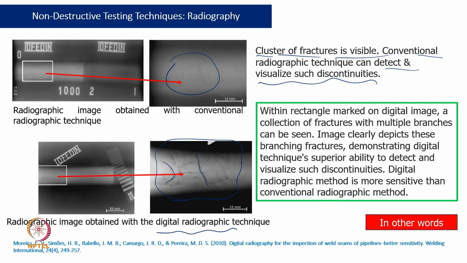There are many branches of the cracks, and many portions of the cracks are visible. So, with a rectangle marked on the digital image, a collection of fractures or cracks with multiple branches can be seen. This image clearly depicts these branch fractures, demonstrating that the digital technique is superior and has the ability to detect and visualize discontinuity. So, the digital radiography method is more sensitive than the conventional radiography method, right. So, we just say that digital radiography is better compared to conventional radiography.